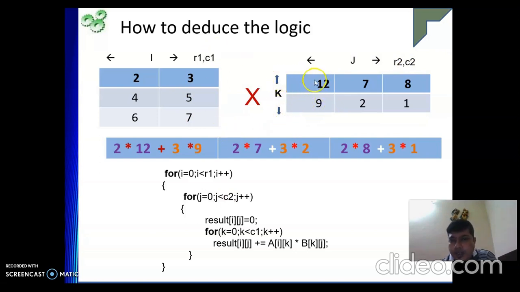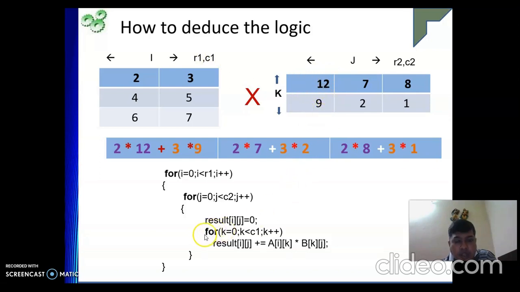Now we know each of these cells will be multiplied by whom? Multiply this particular value, 12 and 9, or it may be down. So we represent this as K. Yes, and K is equal to R2 or C1, because two columns, two rows. That is the concept, because the number of columns of the first matrix must be equal to the number of rows in matrix 2. That is why you can do the multiplication.